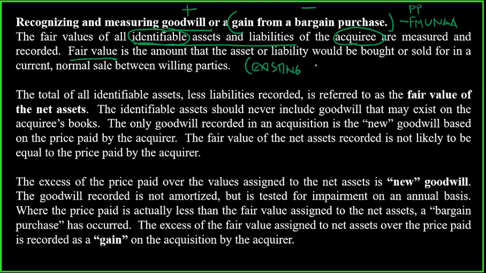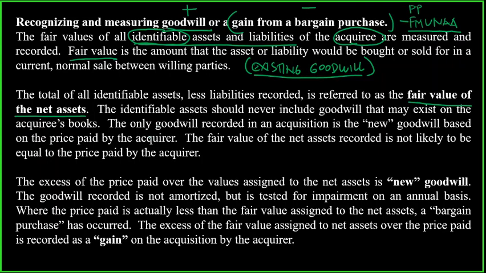Existing goodwill, and in your books, it's hard to identify. Okay, saan po nanggaling yan? So, you just remove that. Okay, the total of all identifiable assets less liabilities recorded is referred to as the fair value of net assets. There you go. Fair market value of net assets acquired. Siyempre, okay, coming from the acquiring.